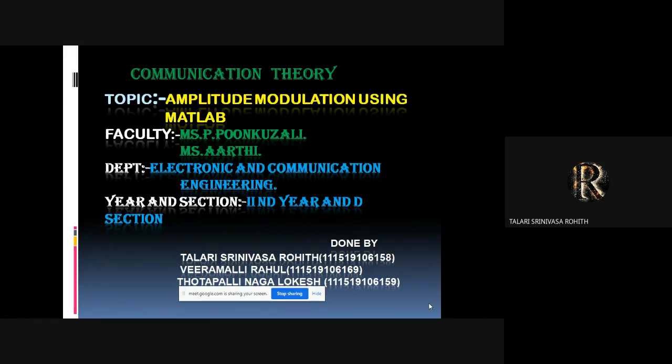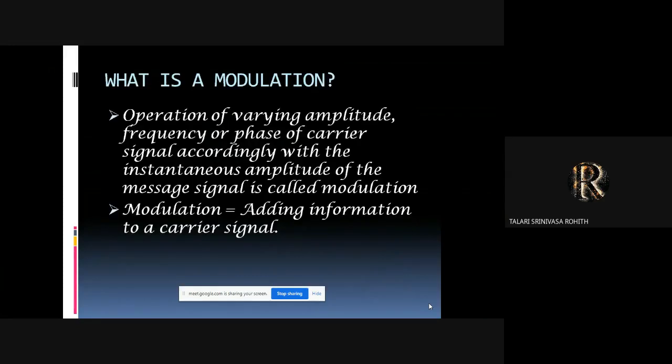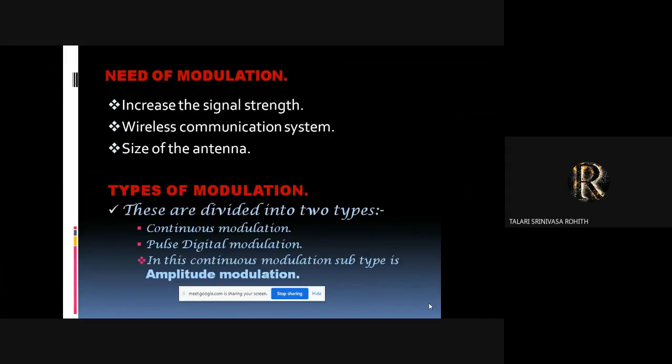At first, we are discussing what modulation is. The operation of varying the amplitude, frequency, or phase of a carrier signal in accordance with the instantaneous amplitude of the message signal is called modulation. Modulation is equal to adding information to a carrier signal.